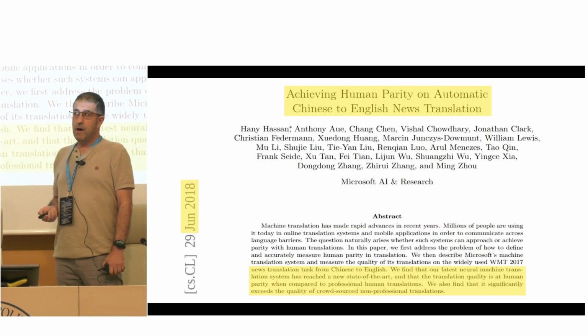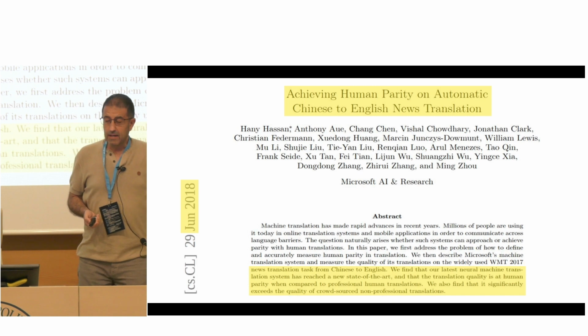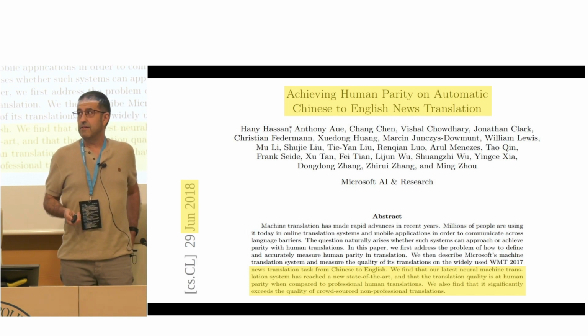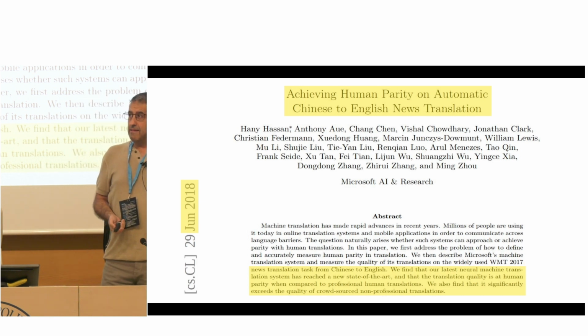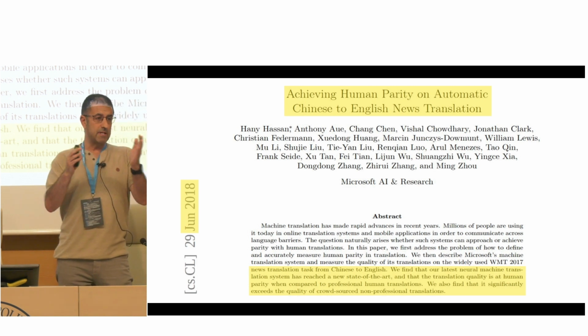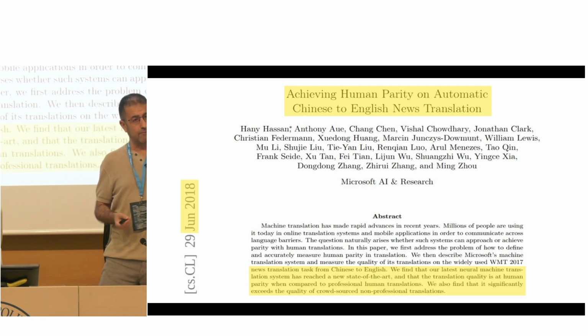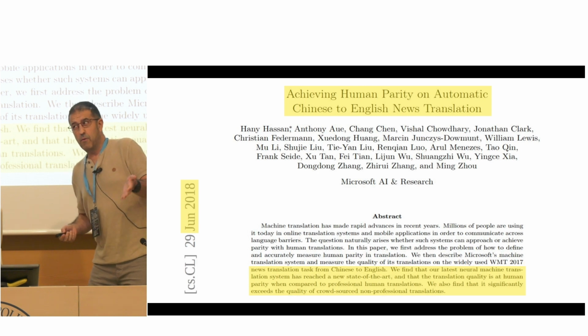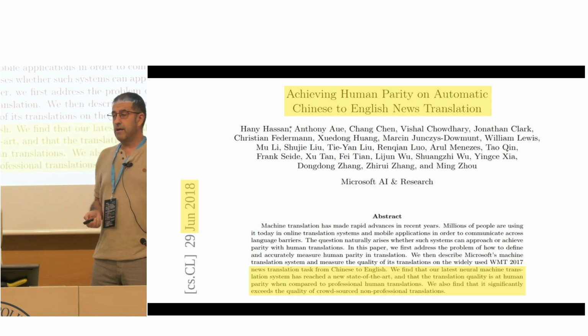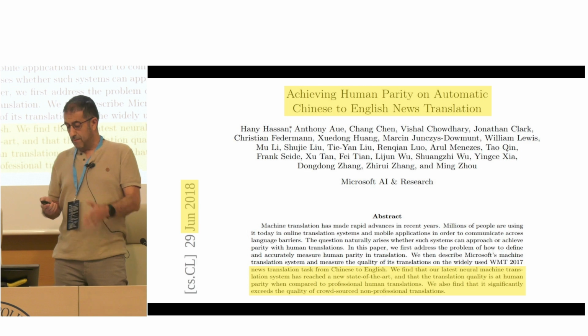A few months after the release of the transformer, there were some papers, for example this one by Microsoft, stating that they had achieved human parity in their machine translation models, meaning that the performance of the machine translation was equivalent to that of a human. There were a lot of criticisms of this paper, and actually probably it wasn't completely like that.